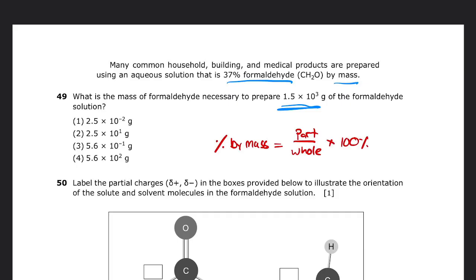This is ultimately a part over whole question, or a percent by mass question. So what we know is that we want a 37% formaldehyde solution. So I'm going to plug in the percent by mass to be 37%. What we're solving for is the mass of the formaldehyde necessary to produce 1.5 times 10 to the third grams of the formaldehyde solution. So I'm going to put in 1.5 times 10 to the third grams as the whole, because that's the entire solution. The part, which is going to be the mass of the formaldehyde, is what we need to solve for.